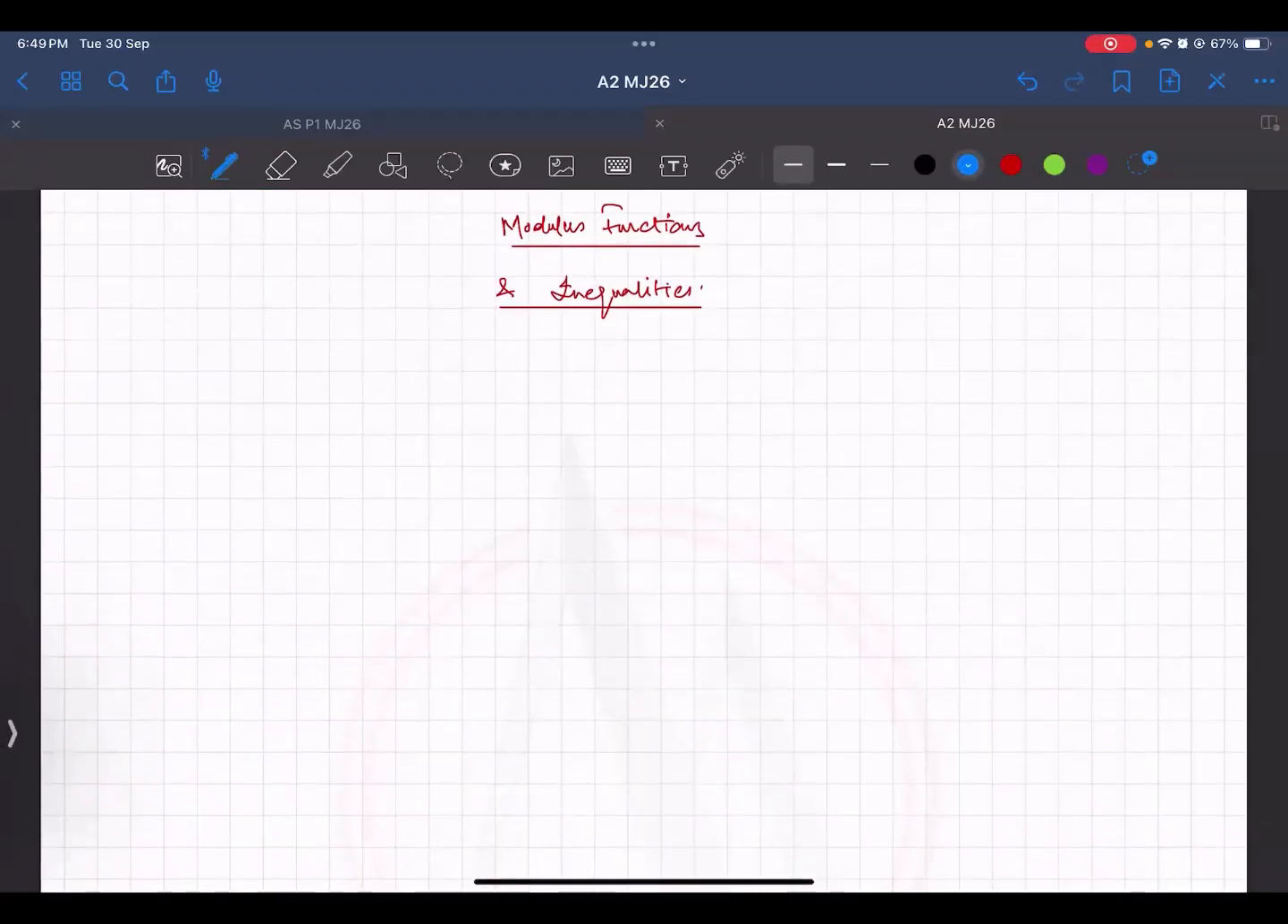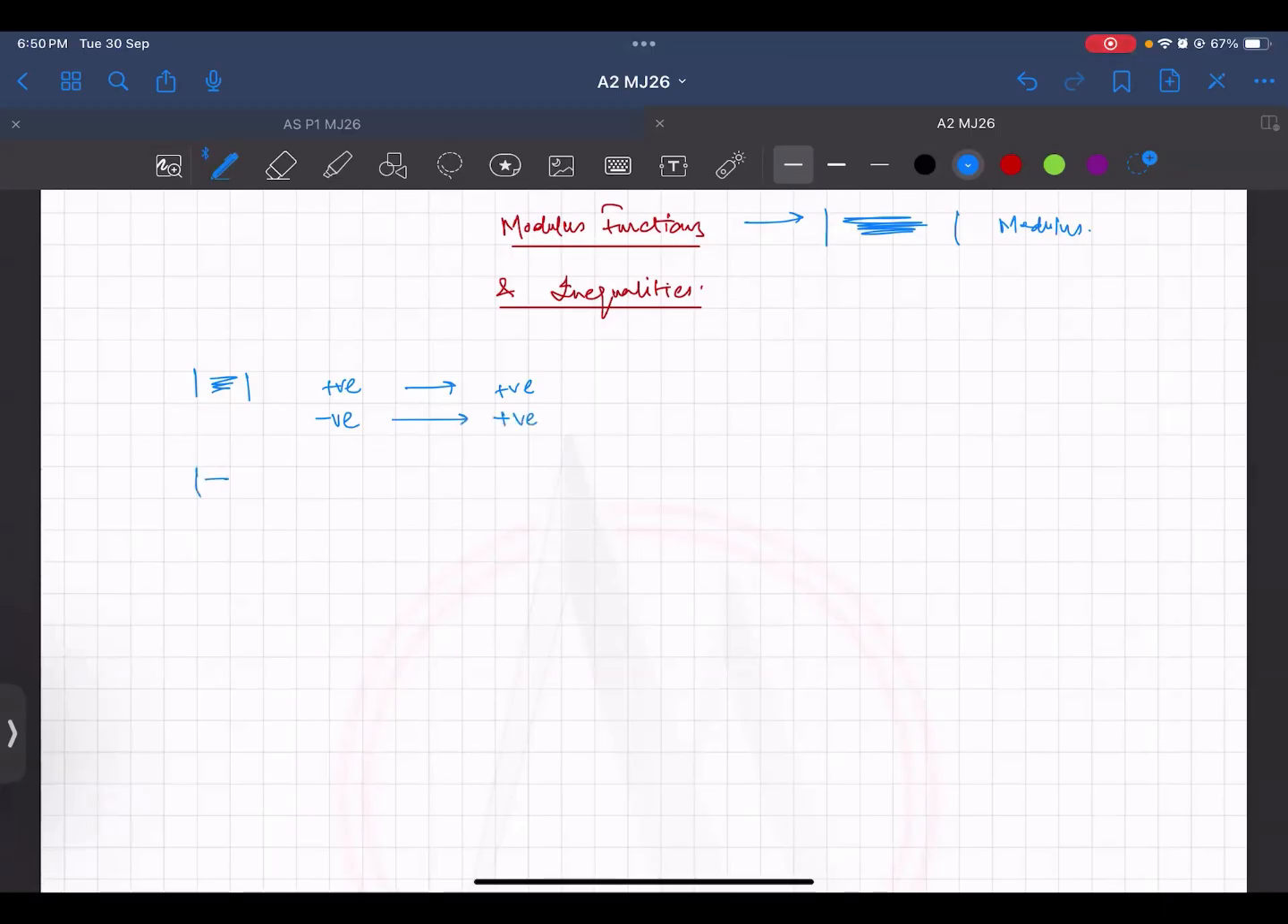Modulus functions. Modulus functions means the functions inside these two vertical lines. This is called the modulus. Whatever you have inside the two vertical lines is called your modulus. What this modulus function does is convert anything negative into positive, and if it is something positive, it will remain positive. So a negative value after passing through the modulus function will become positive.